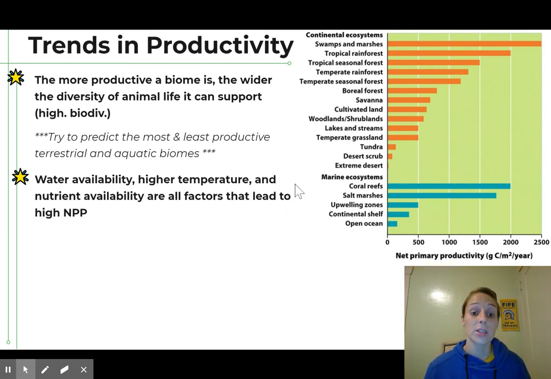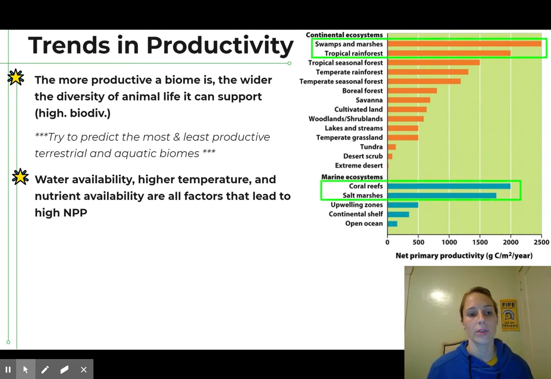Some other factors that lead to high net primary productivity are water availability, higher temperatures, and nutrient availability. It doesn't really matter if you have tons of sun but no water; your plants are not going to thrive in that environment. So there are other aspects coming into productivity. It's not purely just solar.